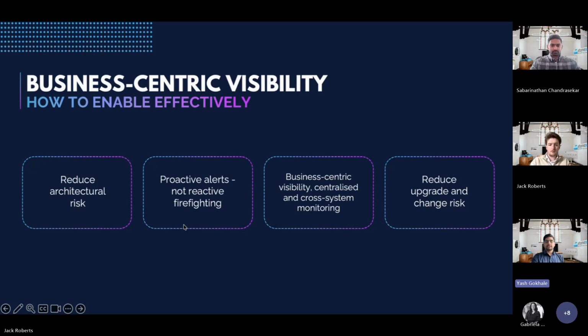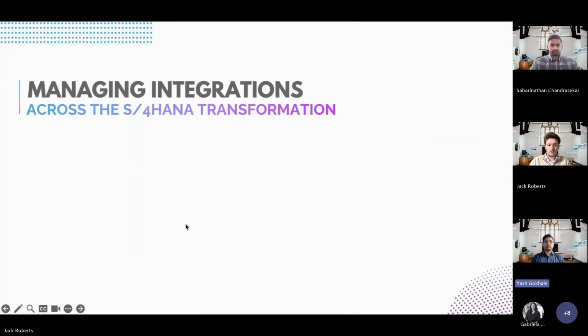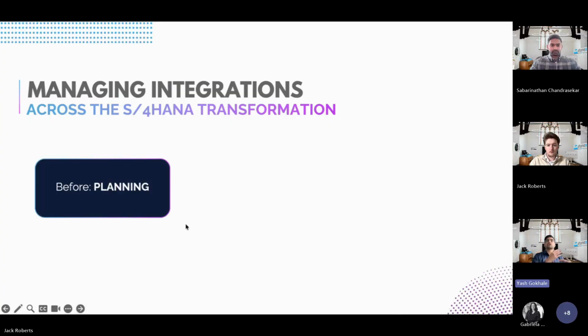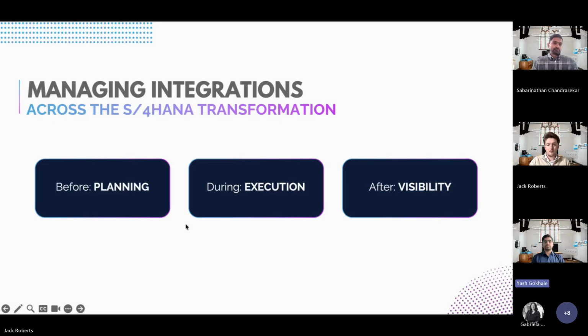So with that, let's take a look at how you manage your integrations. We have three different journeys that you start with in your actual S/4HANA transformation. You have obviously the before phase, which is your planning, what to do and how to do it. Then you have your during phase, which is the main part of your work, the execution. And then you have the after, which is after go-live. What does your path towards BAU look like?